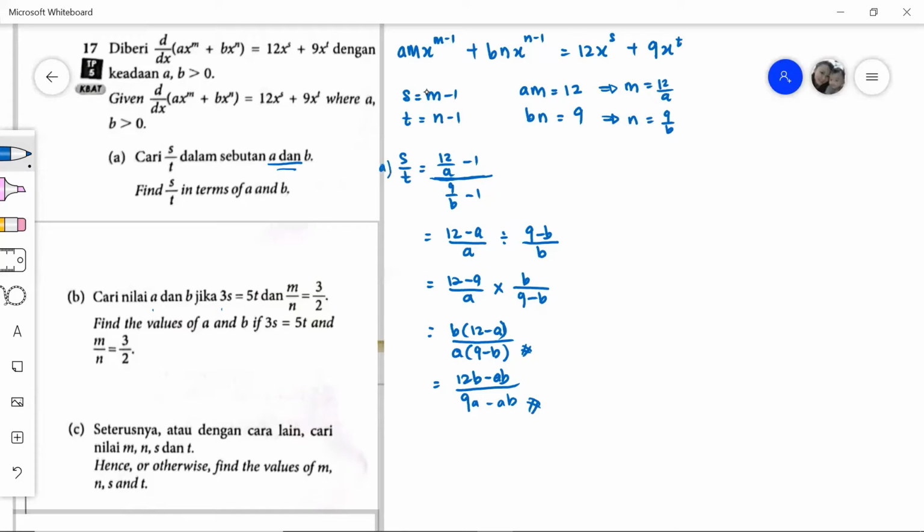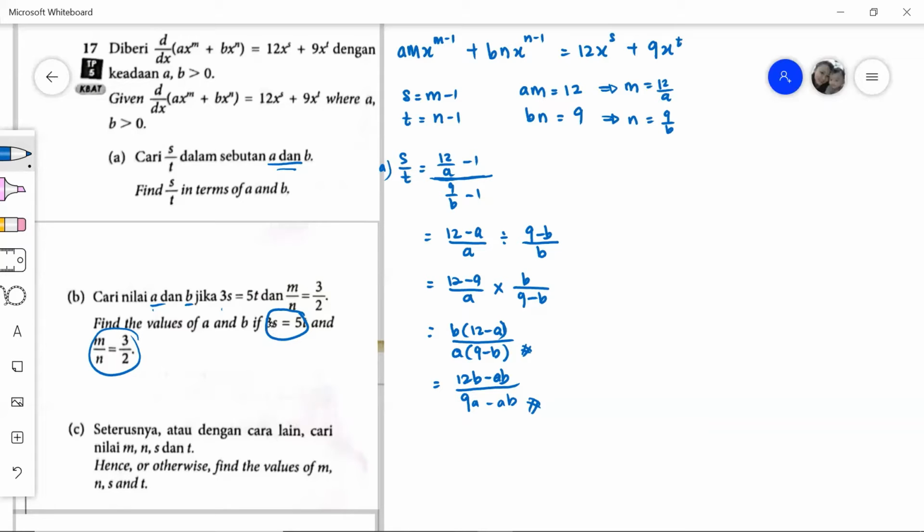Next, we need to find b. Find the values of a and b, given that 3s equals 5t and m over n equals 3 over 2. Now, to find a and b, we have to use what we got in part a, that is s over t equals this. And we have to replace s over t with the numerical value.